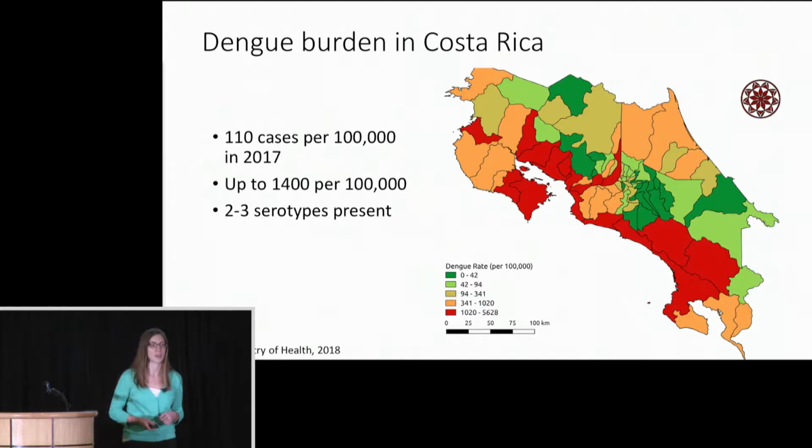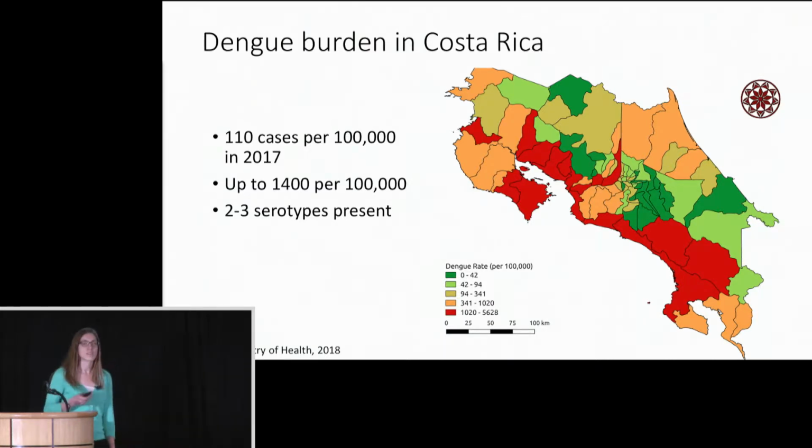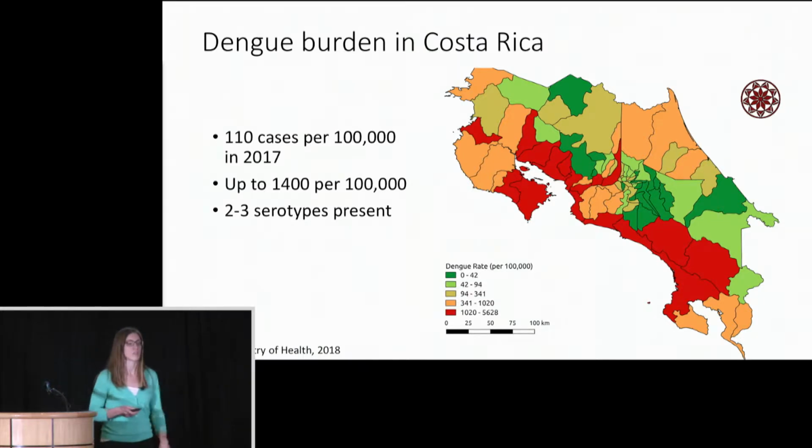species in Costa Rica. And Costa Rica is a really fitting place to do this work as a dengue endemic country that annually experiences a fairly high burden of dengue cases. This past year, the incidence rate at the national level was 110 cases per 100,000, although it was as high as 1,400 in a single county.